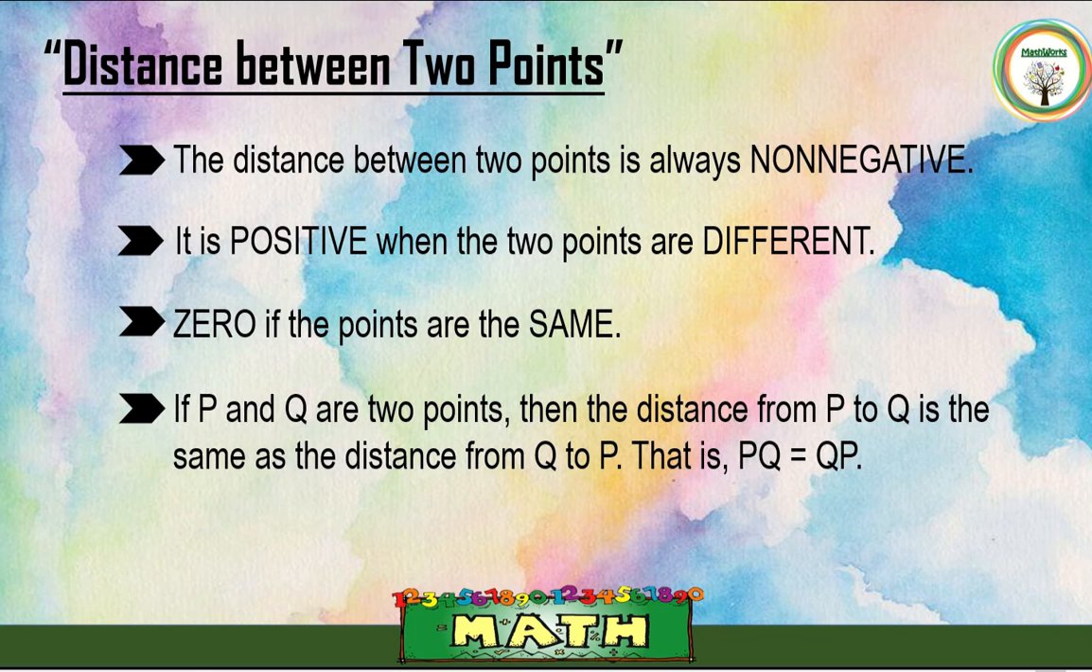Next, if P and Q are 2 points, then the distance from P to Q is the same as the distance from Q to P. That is, PQ is equal to QP.